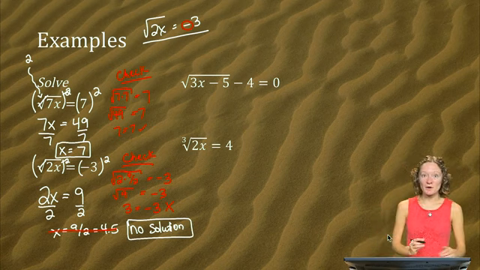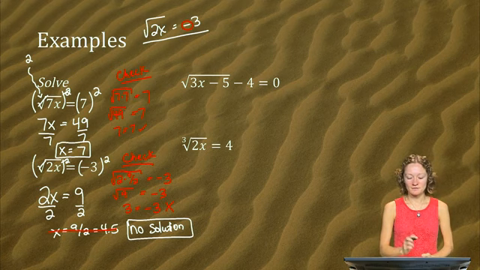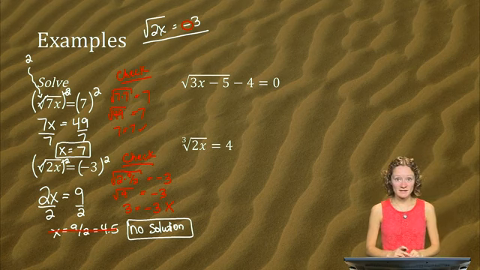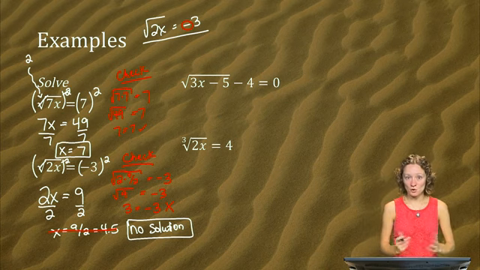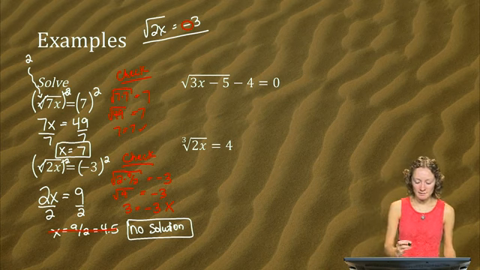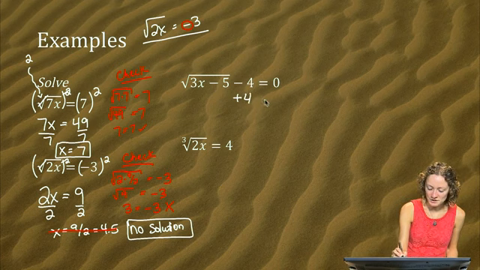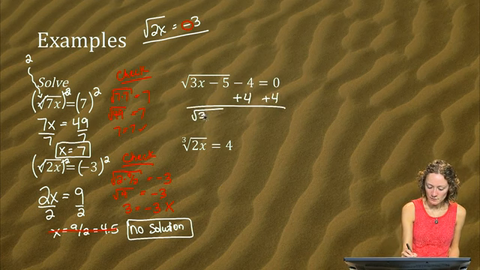So the next one, the square root of 3x minus 5, minus 4 equals 0. The first thing is to isolate one of the radicals. There's only one, so we isolate it by adding 4 to each side. We get the square root of 3x minus 5 equals 4.